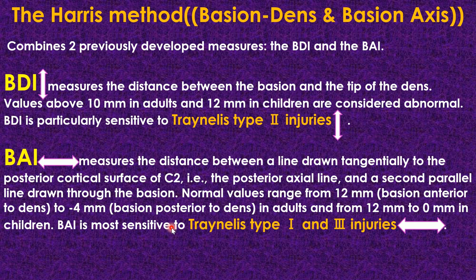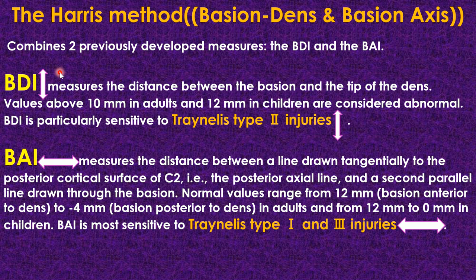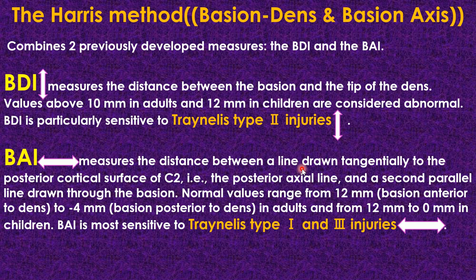The Harris method is based on the basion-dens and basion-axial interval measures. These measures were described before, and Harris combined both methods. The basion-dens interval, as you can see, is from the basion to the top of the dens. It is a vertical measurement, so it is useful in the vertical type, Traynelis type 2. The basion-axial interval is a horizontal interval, so it is useful in both type 1 and type 3, the horizontal types of the Traynelis classification.